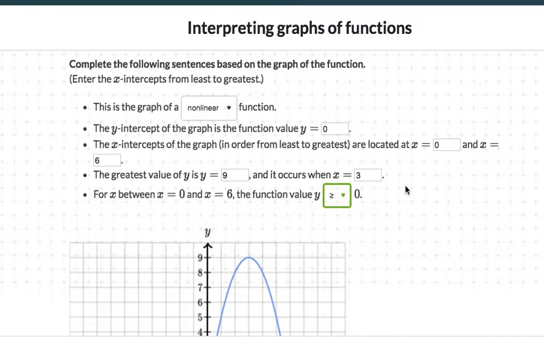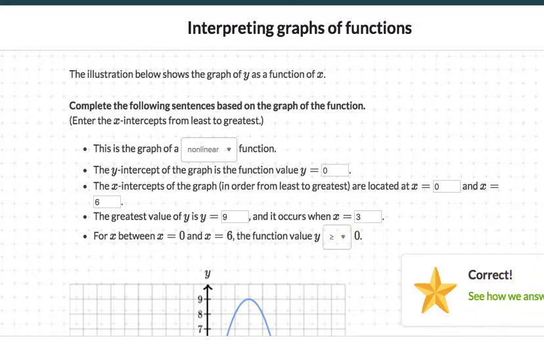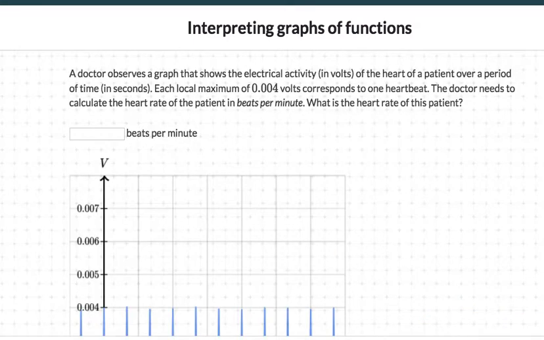Okay, so as you can see, these questions are just asking you to identify the characteristics of the graphs of functions. So let's take a look at a couple more. Now, interpreting a different type of graph of function. In this case, again, read the question carefully.